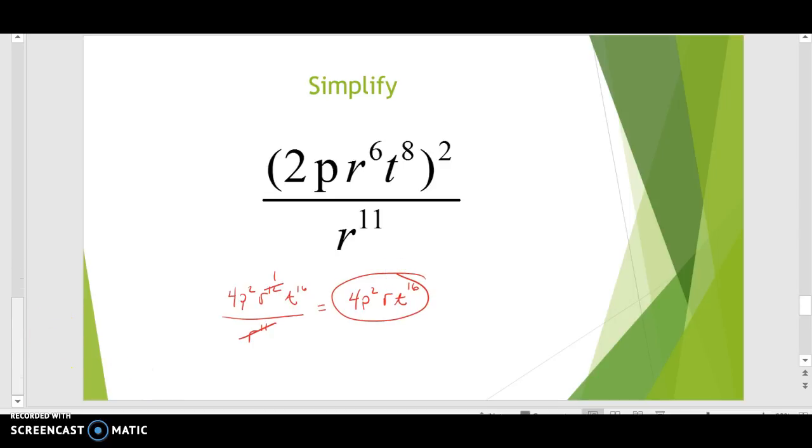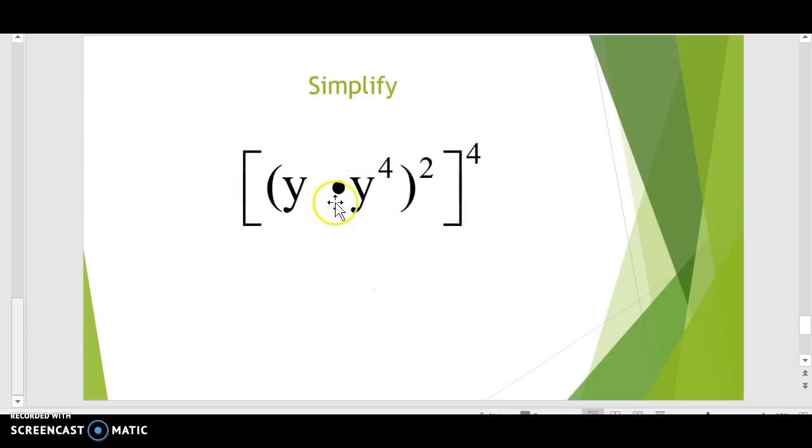All right. 2 more left. Here, what I would actually do here is simplify the inside to get y to the 5th. But then when I raise this power, that squared to the 4th is going to be y to the 8th, which is going to give me y to the 5 times 8 is 40.